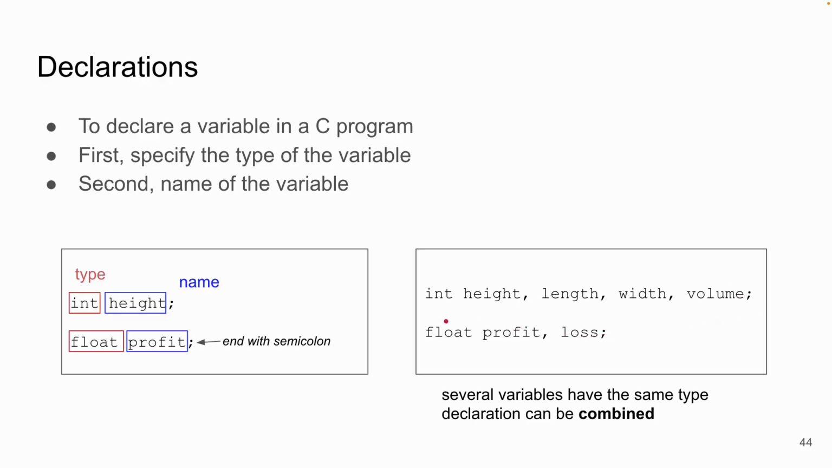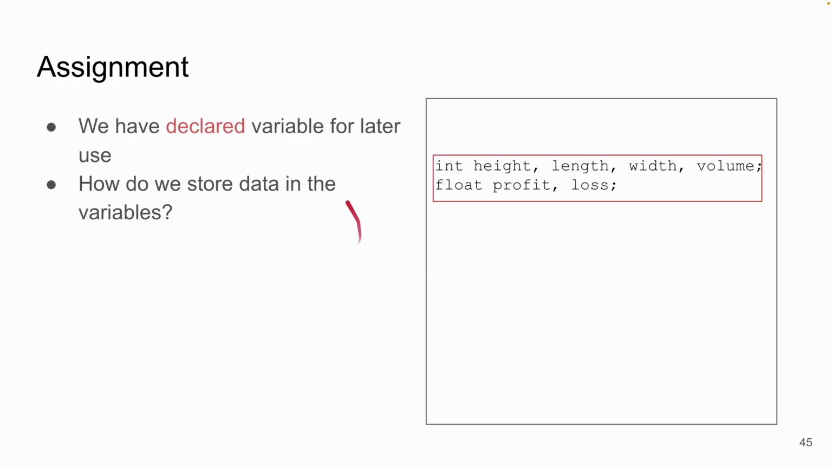This is the same for the second line. In the second line, I have 2 float variables, profit and loss, and I can declare them on the same line. I just need to use the comma symbol to separate them, and then I only need to write one float to indicate the type of these two variables. So we have finished the declaration of the variables.